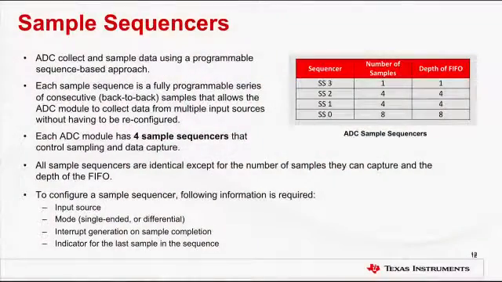Each ADC module has 4 sample sequencers which are used to collect and sample data using a programmable sequence-based approach. Each sample sequencer is a fully programmable series of consecutive back-to-back samples that allows the ADC module to collect data from various input sources without having to be reconfigured and the CPU's intervention.